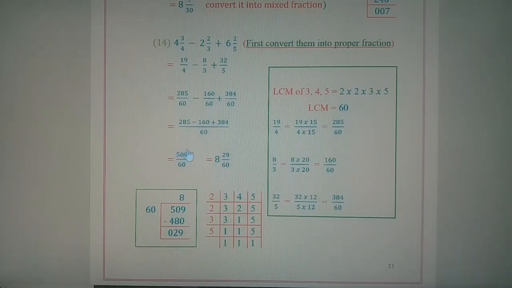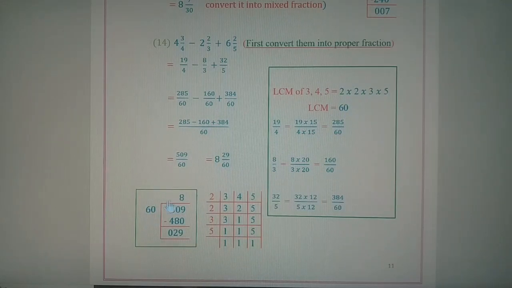Now if we observe 509 upon 60, the numerator is larger than the denominator, that means it is an improper fraction. And the answer should never be written as an improper fraction. The answer should always be a mixed fraction or proper fraction. Here we have to divide 509 by 60 in the rough column and we'll find out.